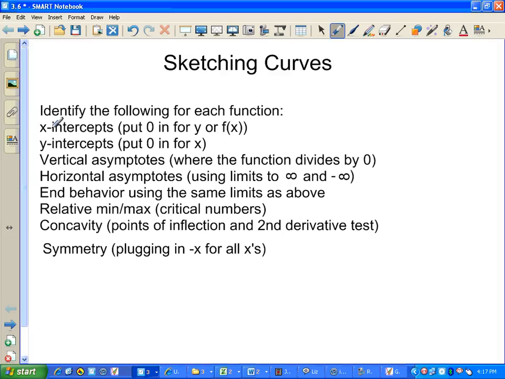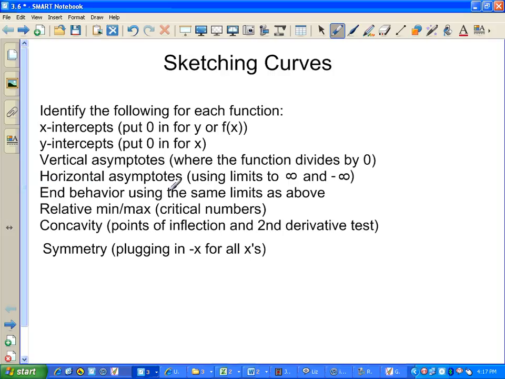Okay, so kind of these three things, the x, y intercepts, and symmetry are stuff that we learned a long time ago. Y-intercepts, you put 0 in for x, that'll tell you where it crosses the y-axis. We're going to find vertical asymptotes, so that's where the function ends up dividing by 0, so which x values will give us an undefined value that way. Horizontal asymptotes, which is what the last lesson was on, so using our limits as we approach infinity and negative infinity.